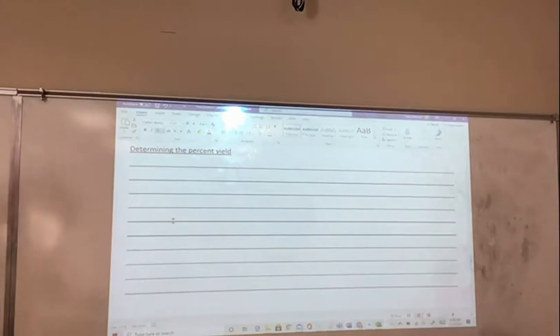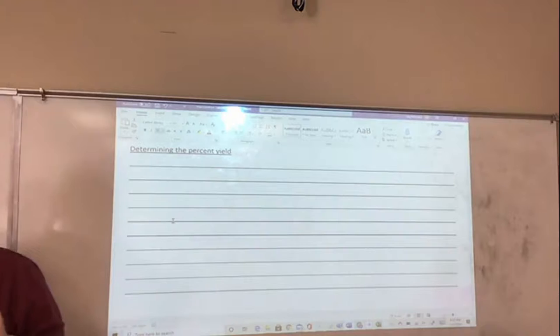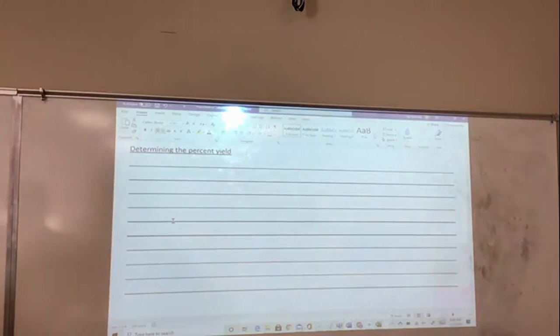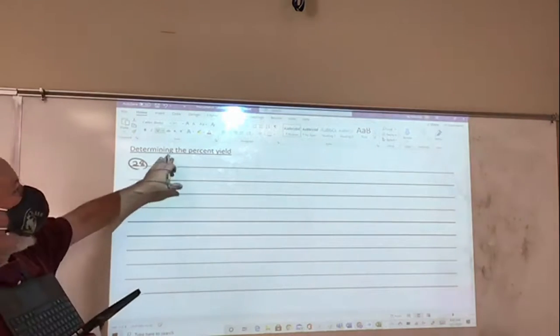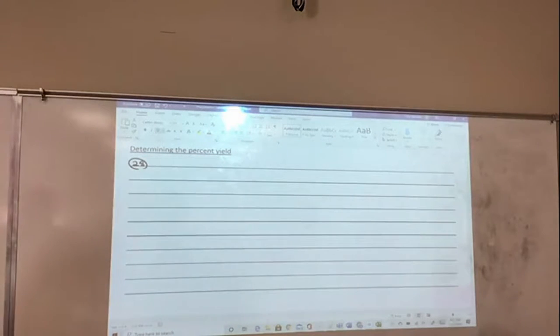Okay, so the last thing that we needed to do was determine a percent yield. And what was our last step? What was the number of the last step? 27. 27, wow. Determining percent yield. When I'm determining a value of something, I'm usually going to have some kind of a formula, just as we did with the beginning.